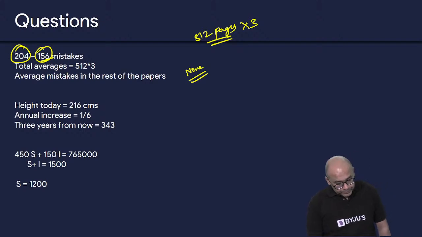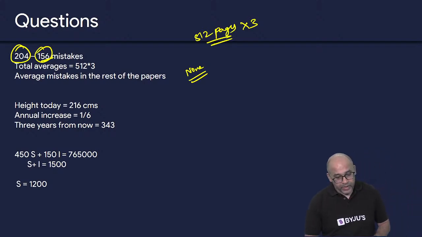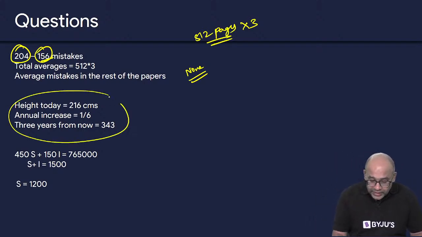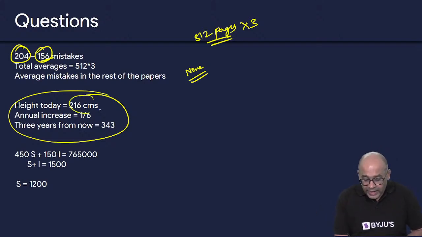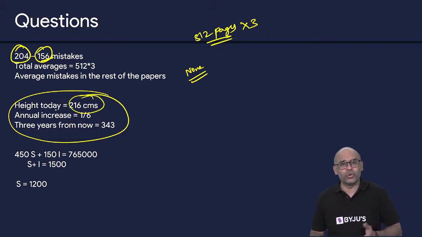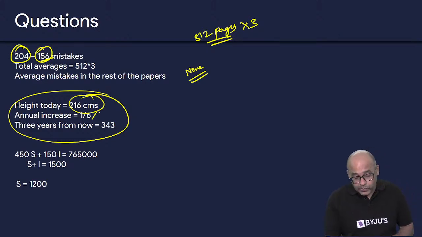Okay. Yes, Kamath, it is AB by A plus B. That is correct. The next question was, there is an annual increase in a particular village or something like that, I believe. Today's height, oh not village, it is a tree that grew. Today's height was 216 centimeters. Annual increase is 1/6.